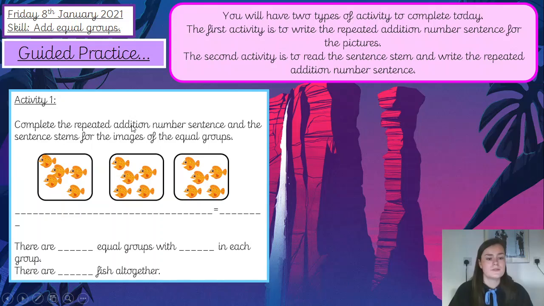So complete the repeated addition number sentence for the sentence stems for the images of the equal group. So the first thing I'd like you to do is look at the fish, and on this long line, can you write the repeated addition number sentence for me and the answer? So you're just writing the repeated addition number sentence for these fish and writing the answer at the end. You don't need to move on to this bit yet.